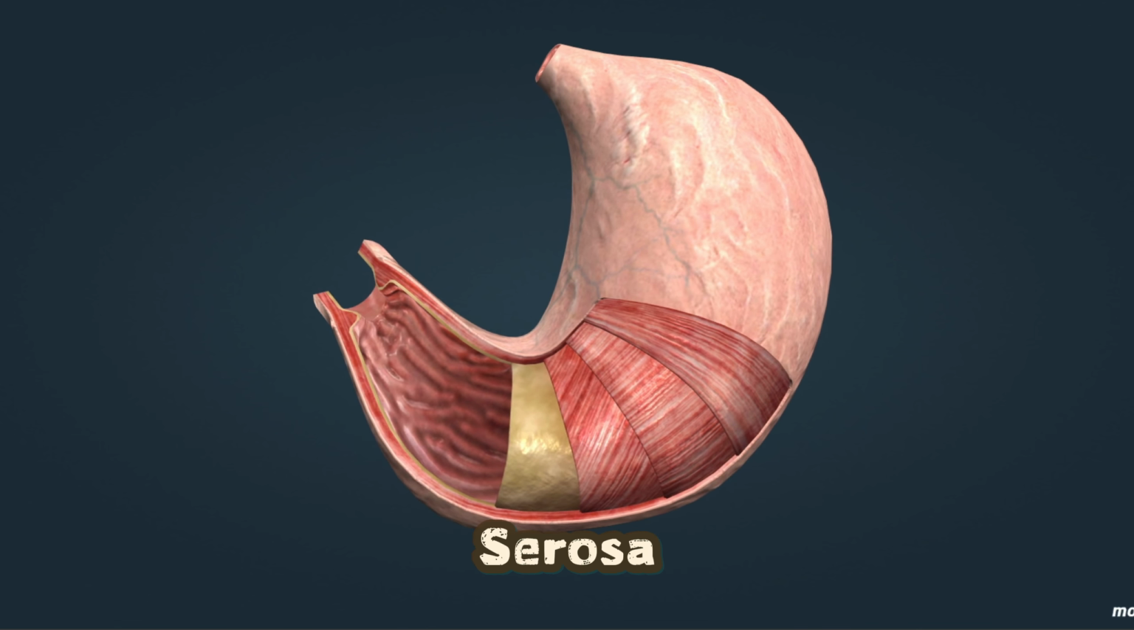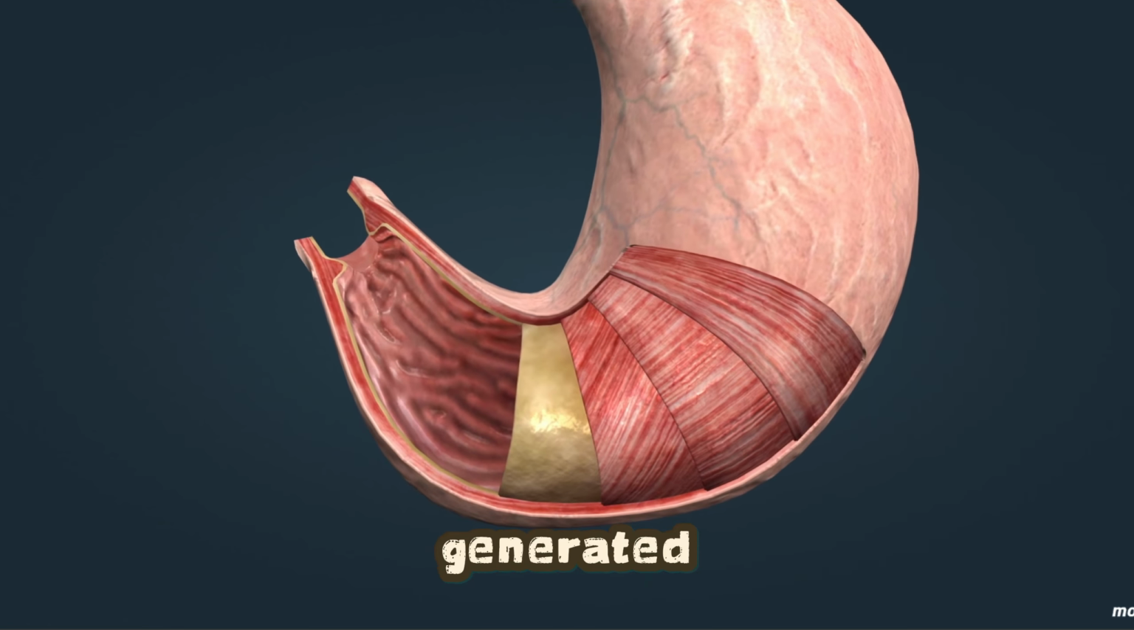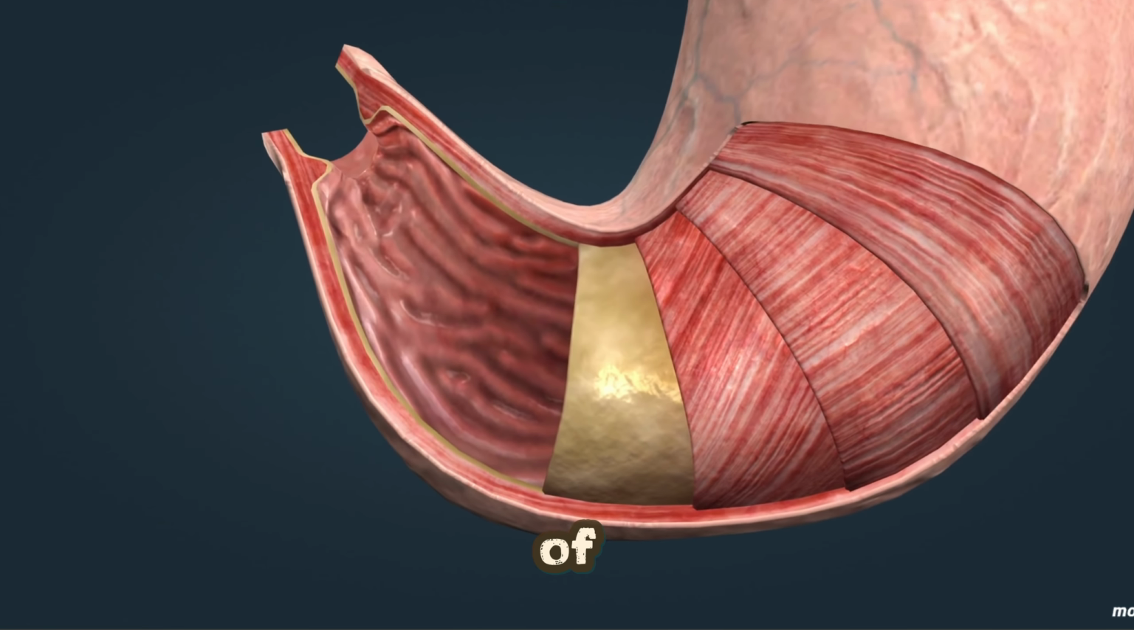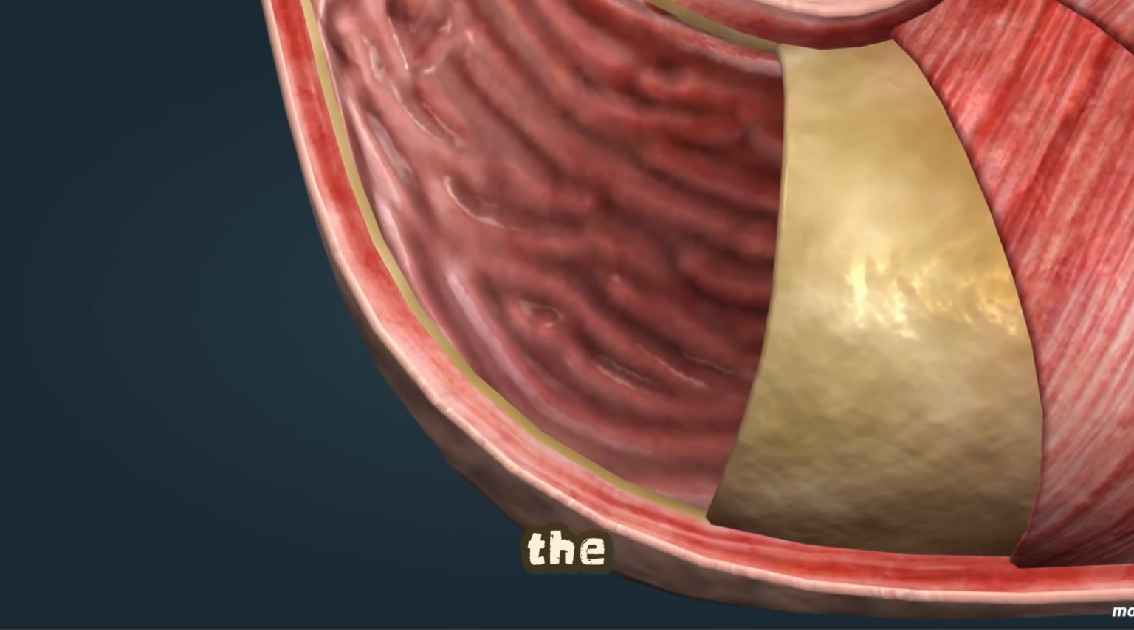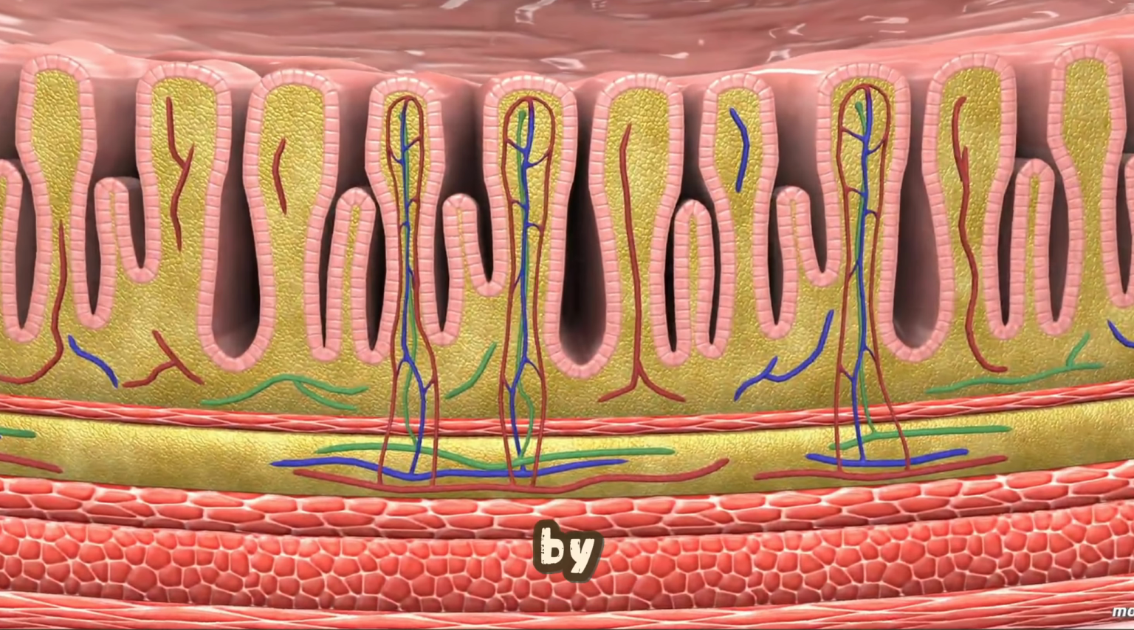Below the serosa, there is a circular, an oblique, and a longitudinal smooth muscle layer. The peristaltic motion is generated by the synchronized movement of the muscle layers. The innermost surface of the stomach is lined by a mucous membrane known as gastric mucosa.